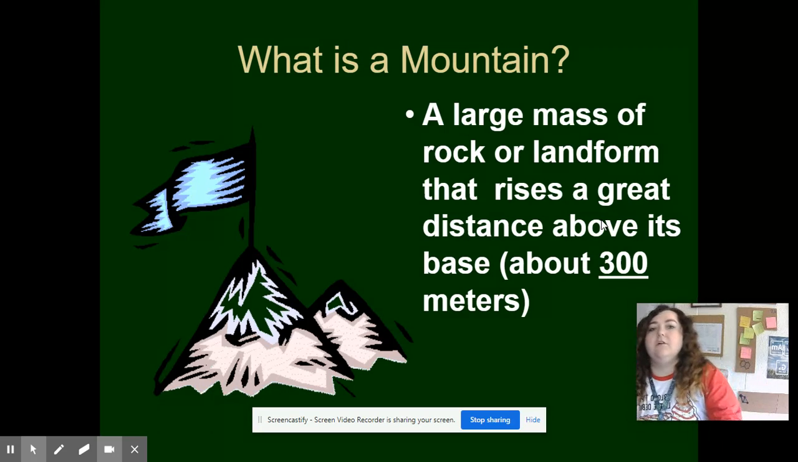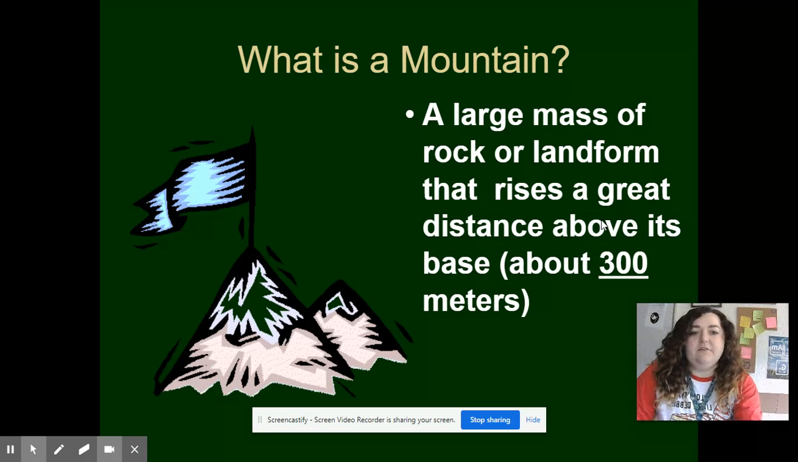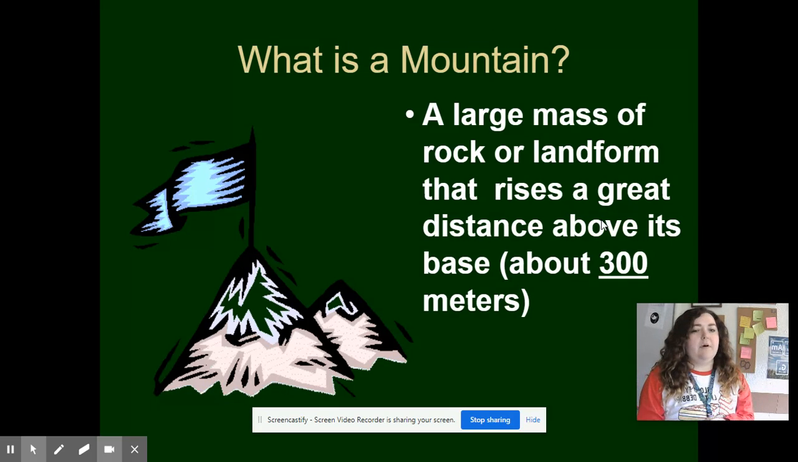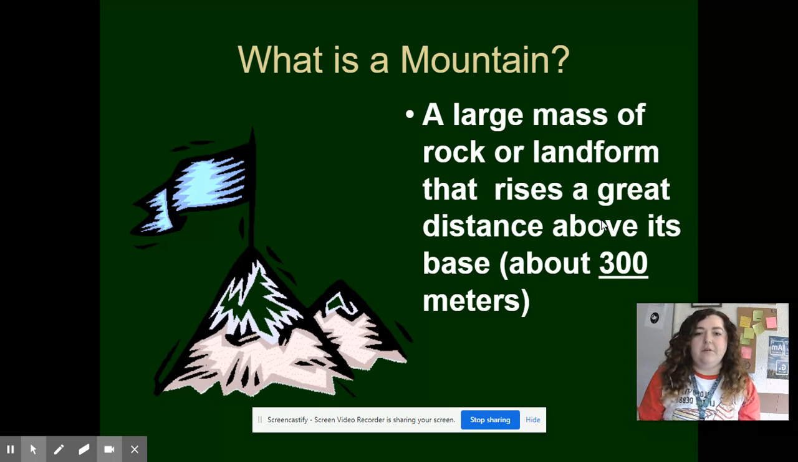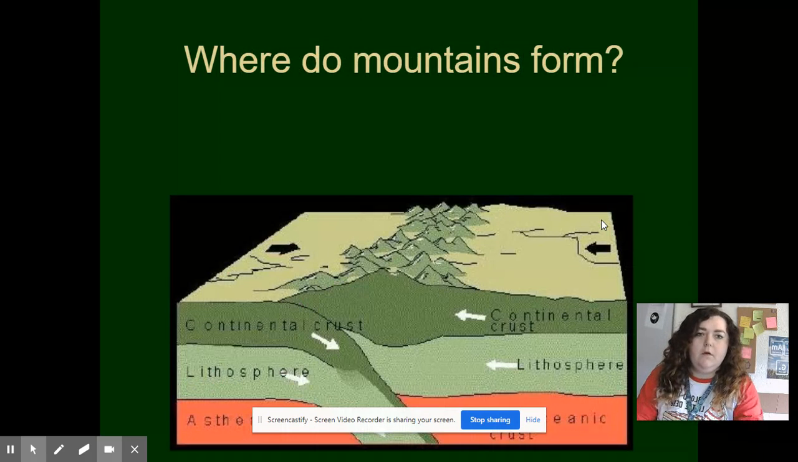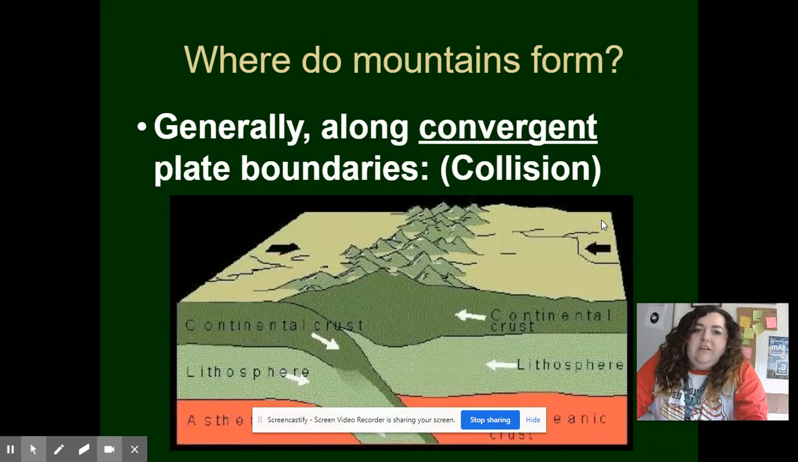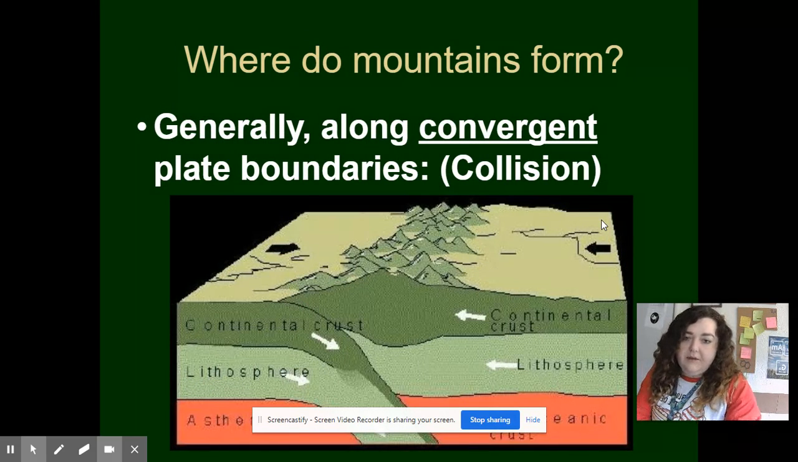A mountain is a large mass of rock or landform that rises a great distance above the base. So any land that is pushed up above seafloor, which is 0, probably no less than 300 meters, is considered a mountain. So where do they form? They generally form along convergent plate boundaries. So this is a collision boundary.